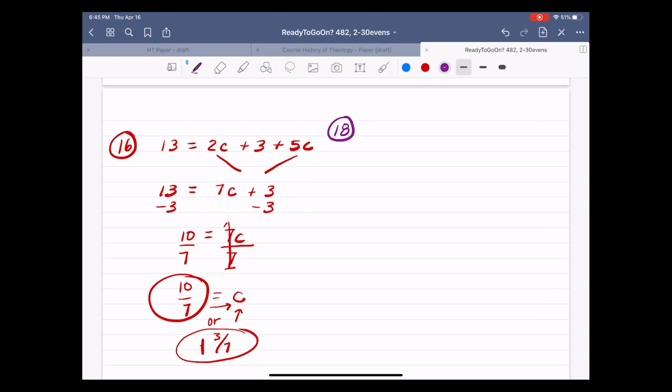Number 18, 1.2s plus 3.69 over 0.3 equals 47.9. You're going to need your little handy-dandy calculator again.